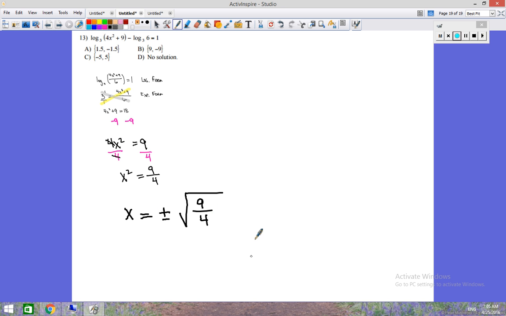And when you're taking the square root of a fraction, you can take the square root of the numerator and the denominator separately, and since those are both perfect squares, we get either negative 3/2 or positive 3/2. We need to check these answers.